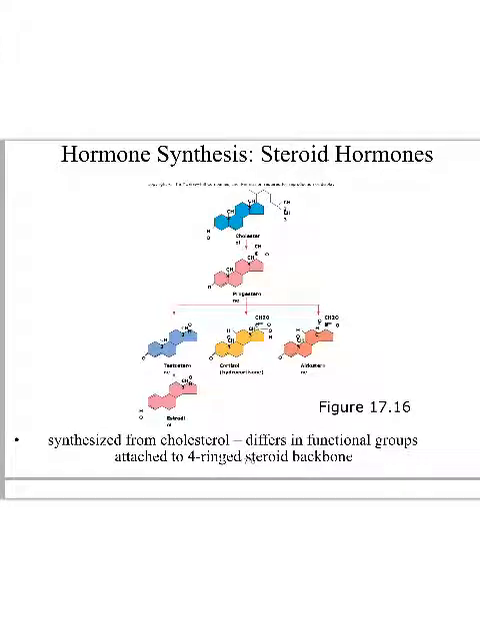Here's how they're made, and I'm not too worried that you can go through this pathway. I just want you to see it. If we have cholesterol, we have these four rings, and those four rings get modified to form these steroids.